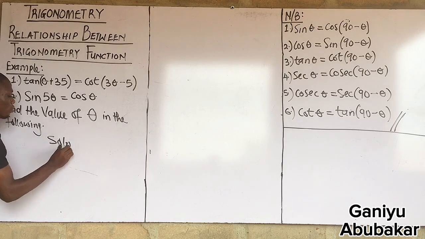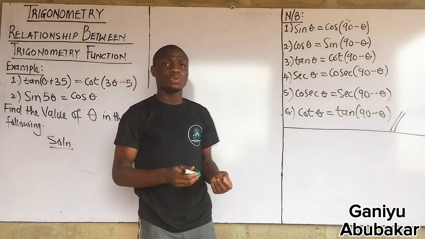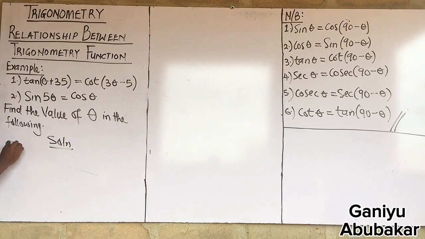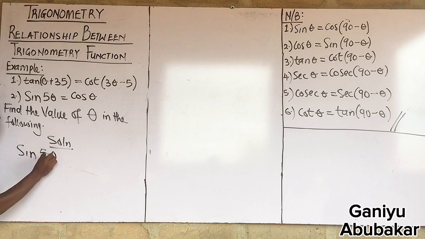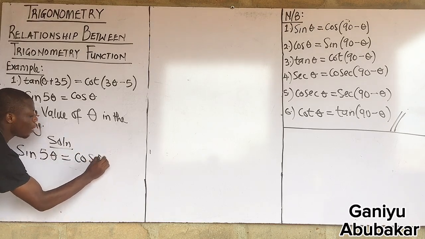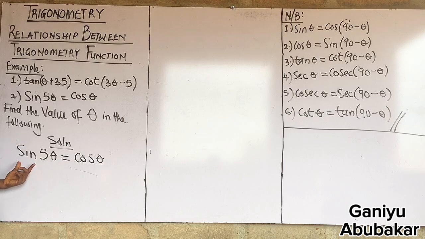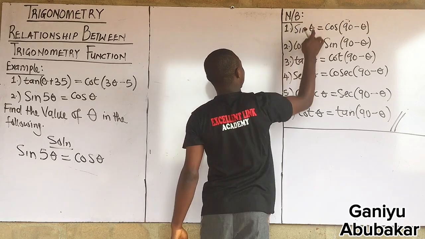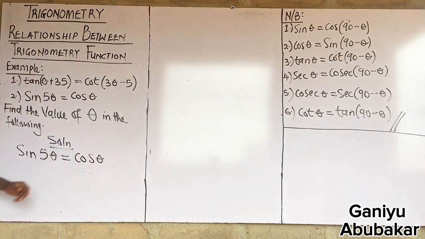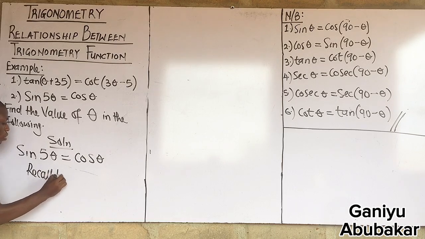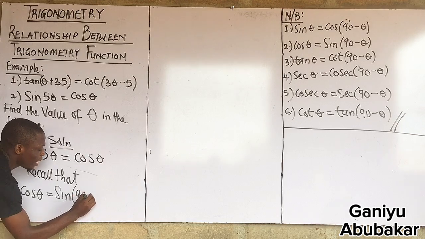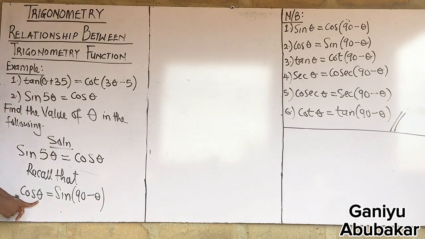Alright, let's try to solve the second problem under this, and let's see what we get, please. Second problem says, if I have sine 5 theta equal to cos theta, we said either I consider sine using that idea, or I consider cos using this second idea. So either I consider each of them. So let's say we are considering cos, for instance. Recall that we said that cos theta is equal to sine of the complement angle, which is 90 minus theta. Anytime I say cos theta, it replaces everything here.